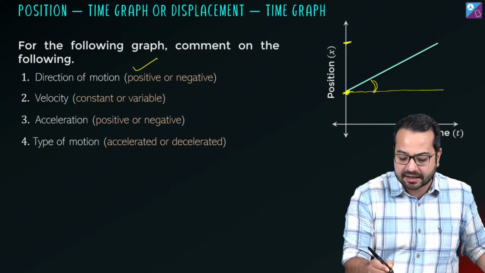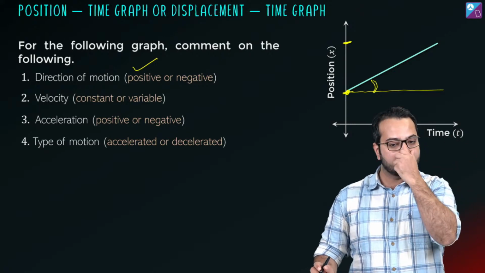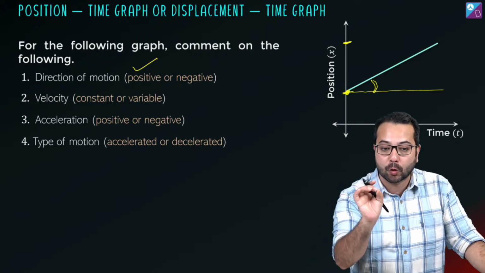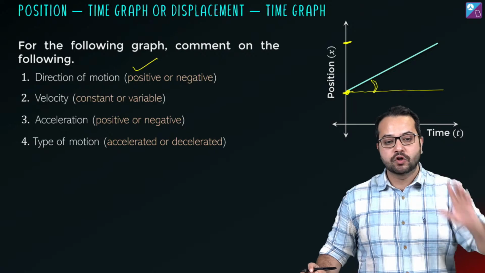ठीक है, ऐसे भी देख सकते हो कि the x is increasing. ठीक है, पहले x यहां था, अब x यहां पे है. So x is also increasing, which means that the particle is going in the positive x direction. But I want you to concentrate on the slope. Is that correct? Clear?